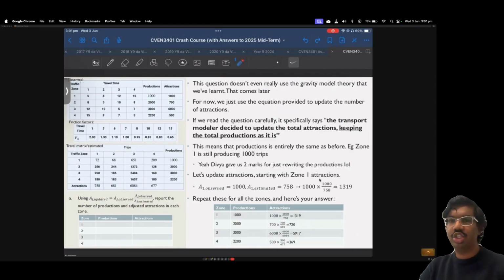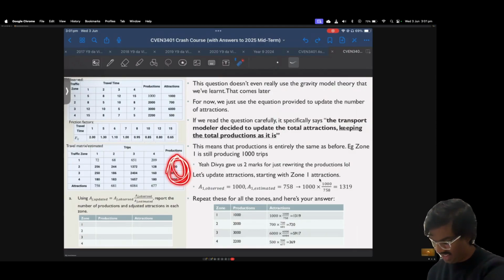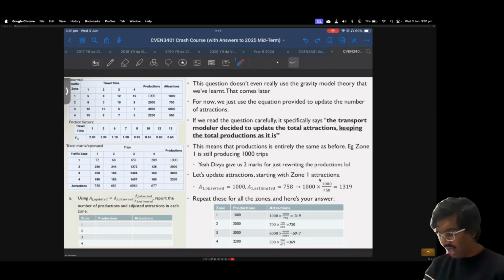If we read the question carefully, it specifically says, if you look at the question, the transport modeler decided to update the total attractions, keeping the total productions as they are. This means that productions are entirely the same as before. For example, zone 1 is still producing 1,000 trips, so you don't change productions. This column is perfectly the same. But we are going to update attractions, starting with zone 1 attractions.